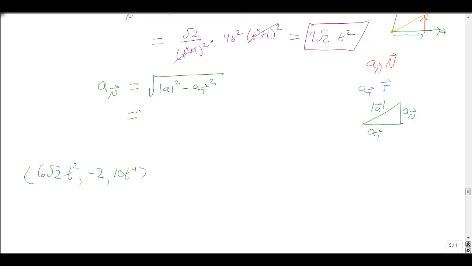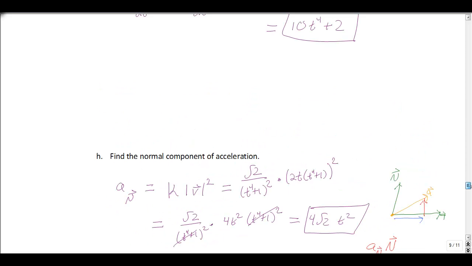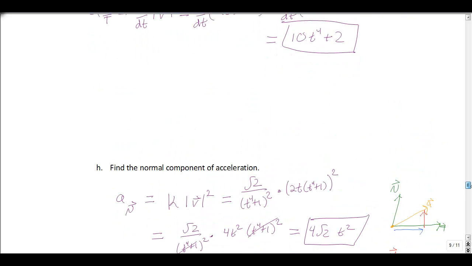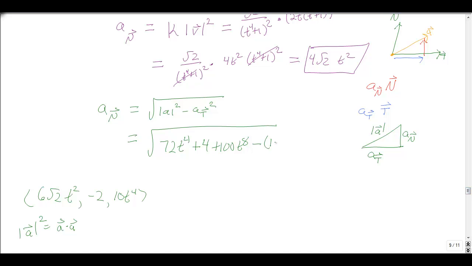Okay, so the magnitude of our acceleration squared, that's really going to be this vector dotted with itself. So what I'm going to use is the magnitude of a squared, that's just a dot a. That works for any vector at all. And so what we're going to get, let's see, 36 times 2, once I square that, is 72 t to the 4th, plus 4, when I square the negative 2, plus 100 t to the 8th. And I should subtract off the tangential component of acceleration squared. So 10 t to the 4th plus 2, squared.